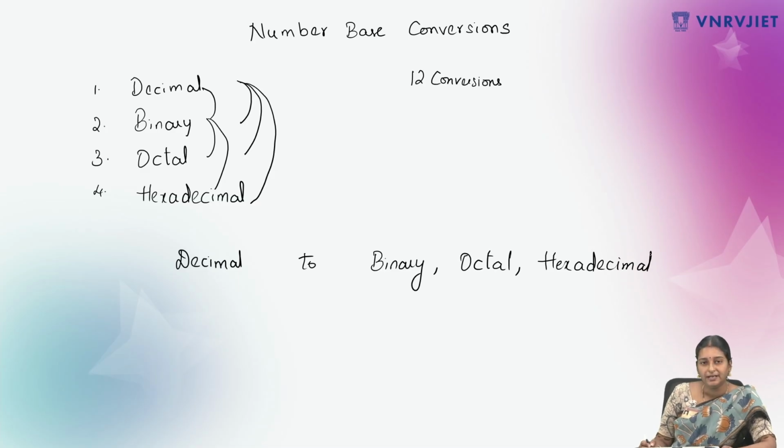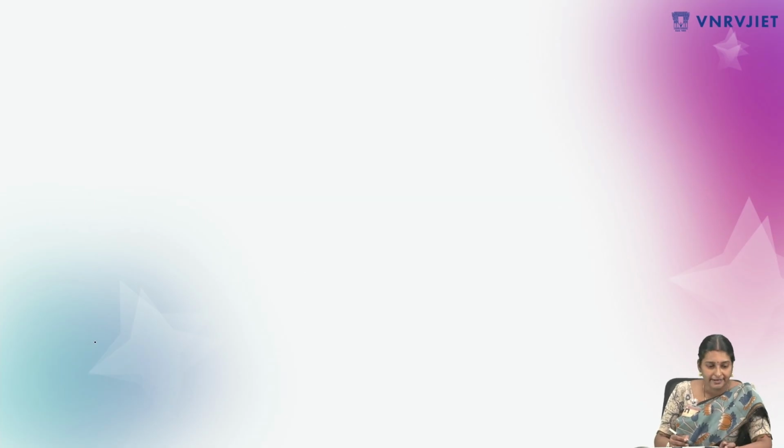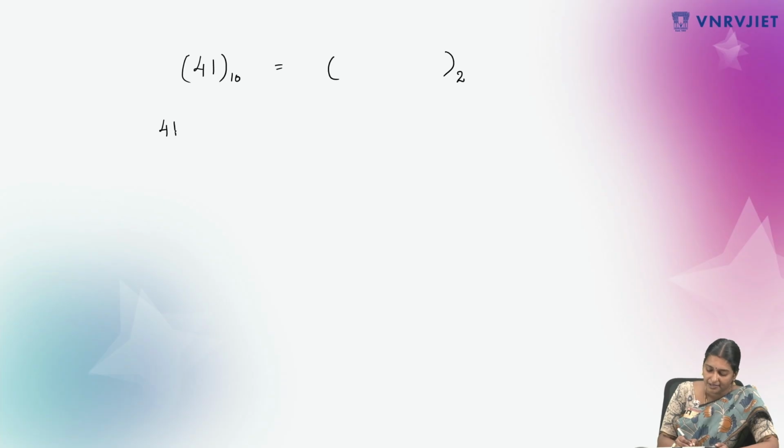A decimal number can be converted to a binary number by dividing the decimal number by 2. Let us consider the decimal number 41. The base or radix is 10 for a decimal number. We want to convert it to a binary number, which means the radix or base will be 2. So how will we convert a decimal number to a binary number? We simply divide the number by 2 and accumulate the remainders.